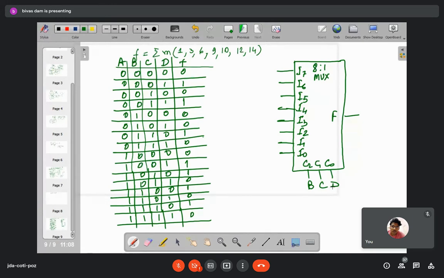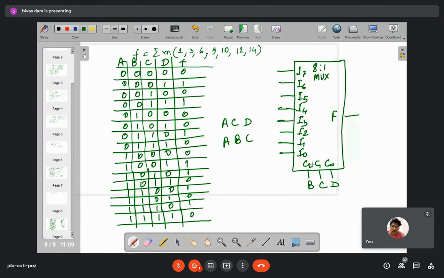So B, C, D, as per the CR's wish, we have connected to the 3, but remember, whatever input variables are connecting to the control input lines, they must maintain their order. If you give me the choice of A, C, D, in that case A must come to C2, C must come to C1, and D must come to C0. Had you given me A, B, C, I would connect A to C2, B to C1, and C to C0.